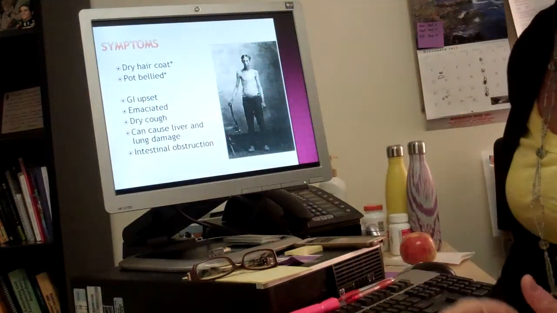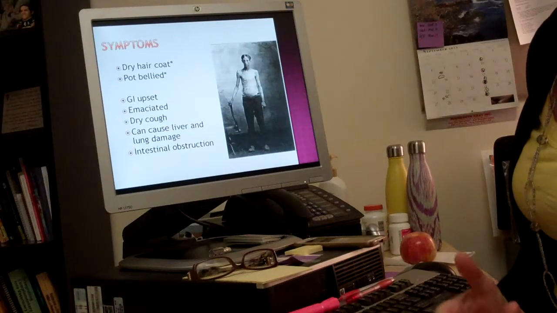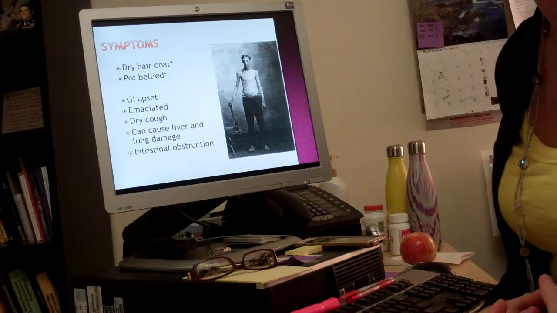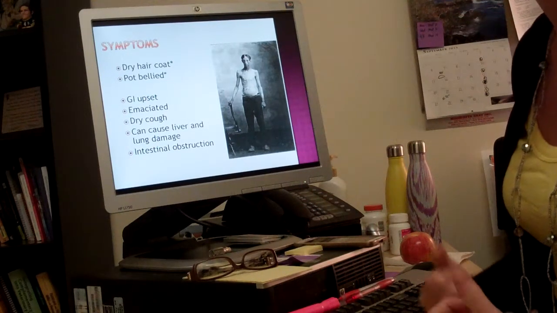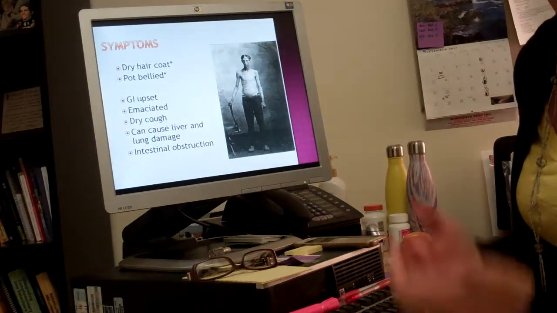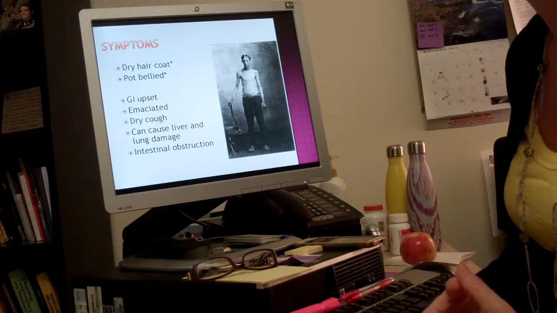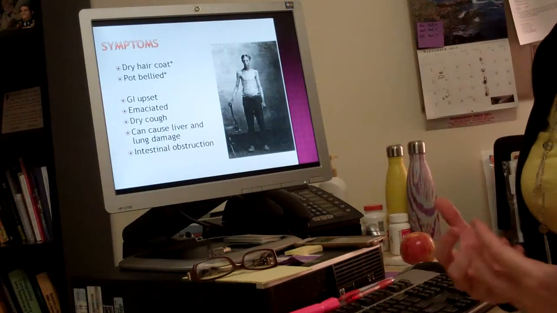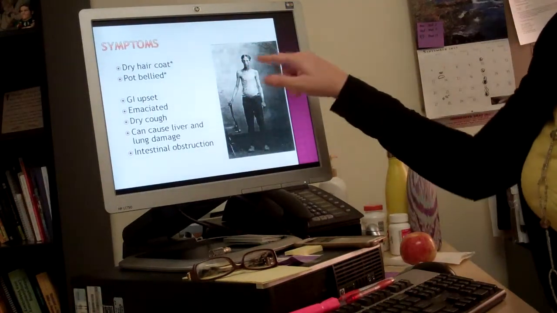Why is the hair so dry? Well, remember where the adults reside. They reside in the small intestine, and that's where nutrients are absorbed. And so because of that, the parasite is stealing the nutrients, and your hair and your skin cannot be so healthy. So health can manifest in the integument system, the hair coat.